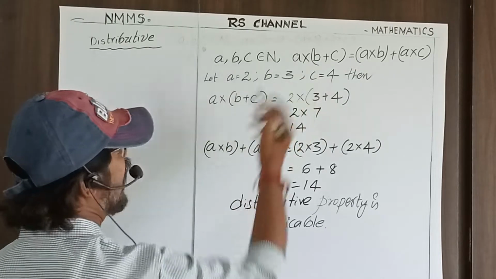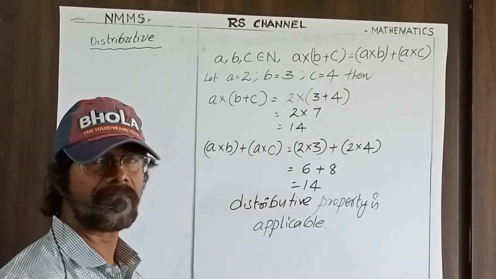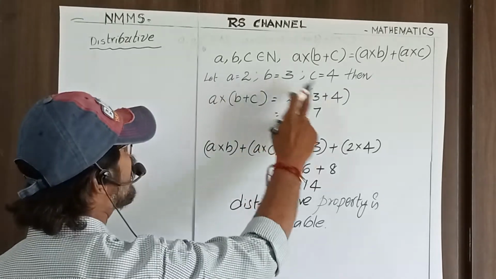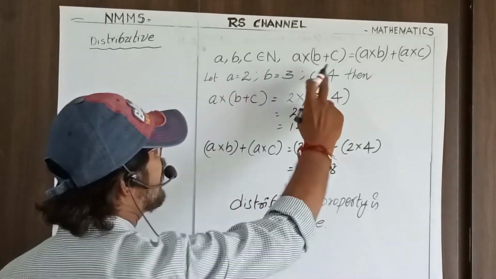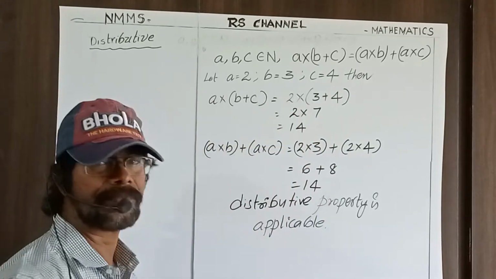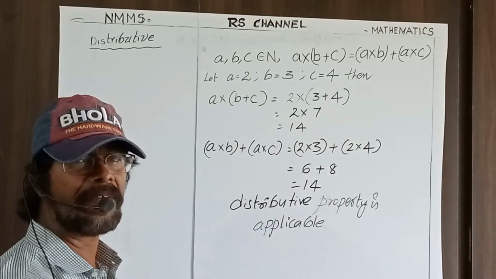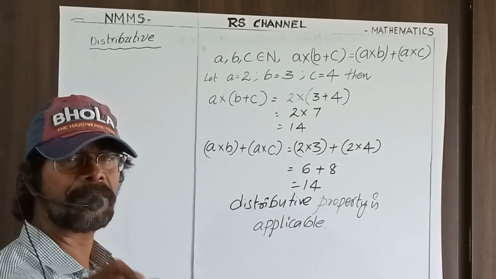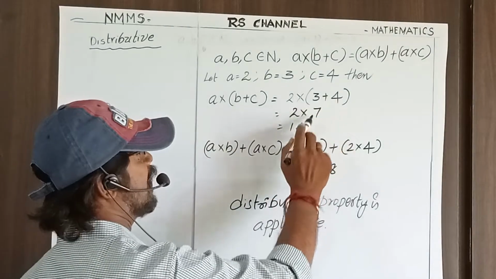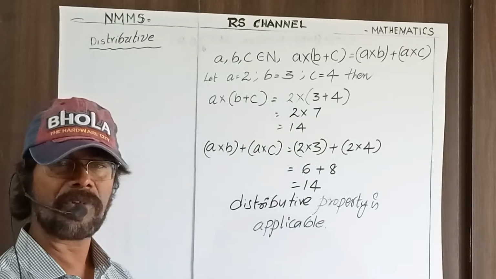So take this one, A into (B plus C). Here A is equal to 2, B is equal to 3 and C is equal to 4. So 2 into (3 plus 4). 3 plus 4 becomes 7. Why? Because first you have to do the operation in the bracket, BODMAS. So bracket 7, 7 into 2, 14. We get 14.